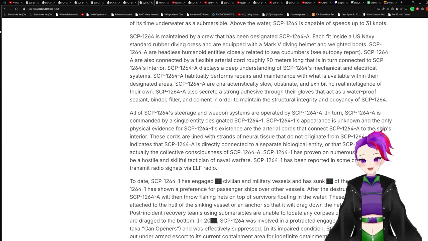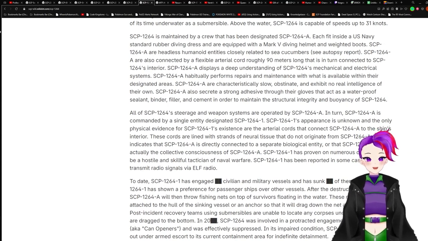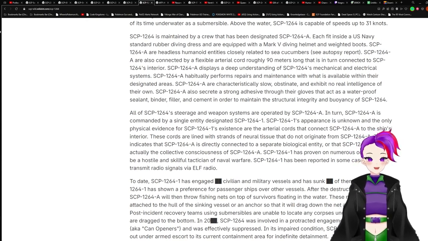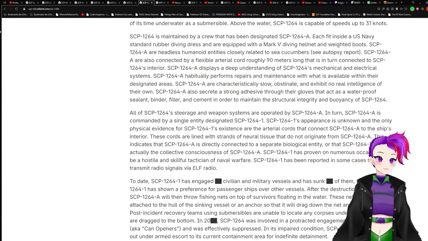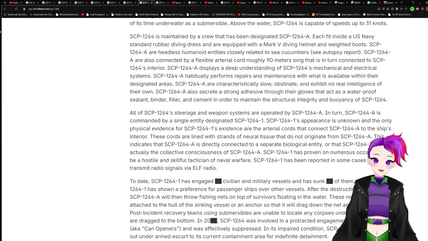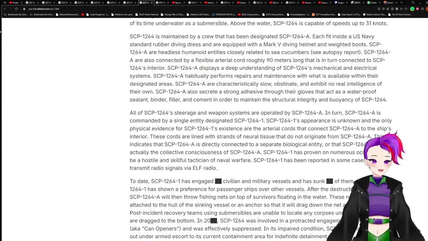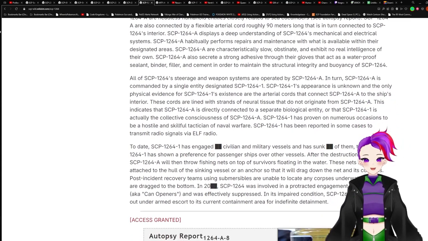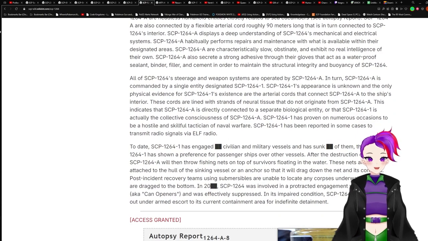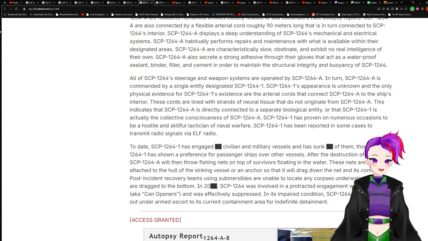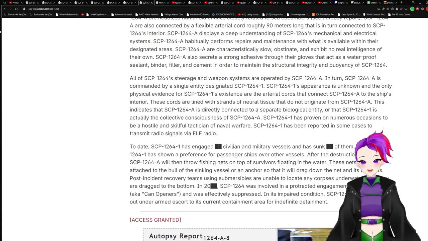Dash A are headless humanoid entities closely related to sea cucumbers. Dash A are also connected by a flexible artery cord, roughly 90 meters long, that is in turn connected to 1264's interior. Dash A displays a deep understanding of 1264's mechanical and electrical systems. Dash A habitually performs repairs and maintenance with what is available within their designated areas. Dash A are characteristically slow, obstinate, and exhibit no real intelligence of their own.